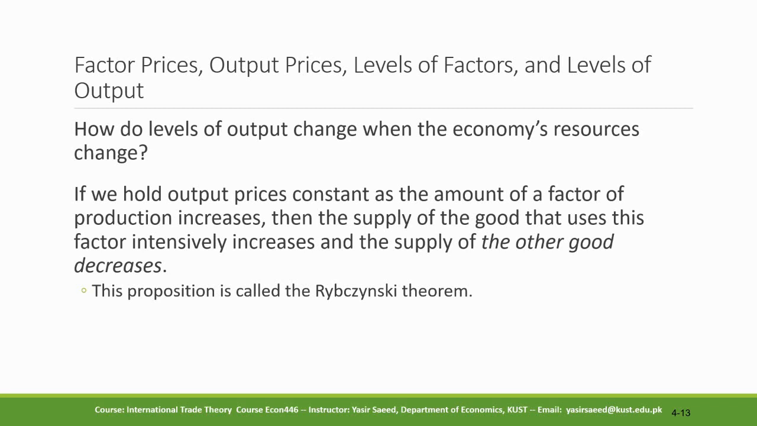Let me repeat it once again. If we hold prices of goods constant and any specific factor increases, then the supply of the good which uses this factor intensively increases, and the other good will reduce in quantity. This proposition is called the Rybczynski theorem. So we can use the Edgeworth box diagram once again to show what Rybczynski means by this type of change.